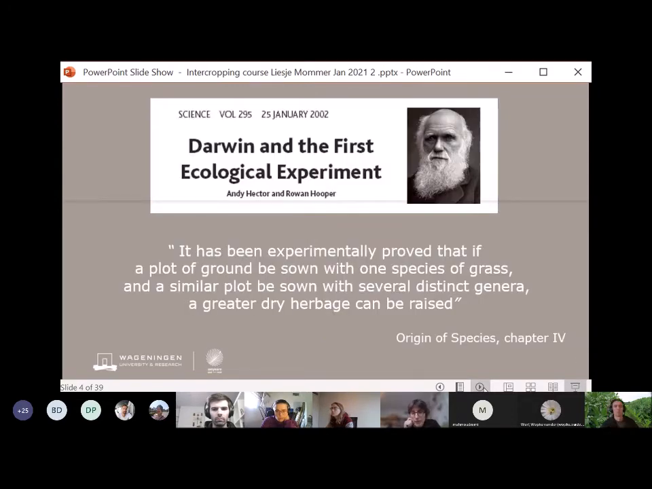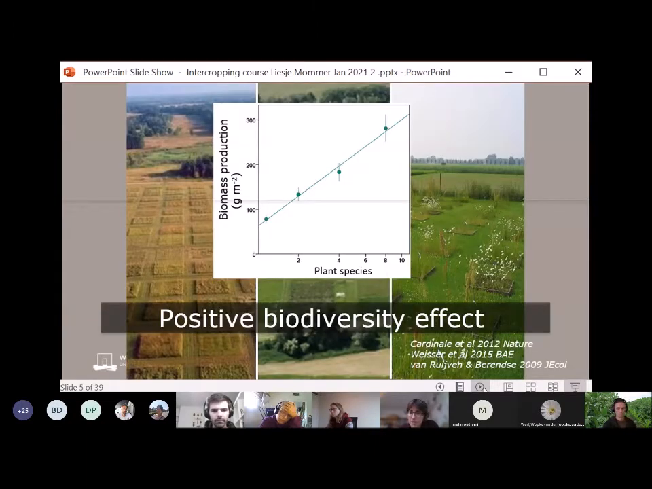Already in biology, Darwin already said it, that if you grow plant communities with more species, there is a higher productivity to be achieved. So he had already noticed the biodiversity effect, and it took biologists quite a time to experimentally prove this prediction. But over time, since the early 2000s, there have been many experiments investigating the relationship between plant species diversity and biomass production. And basically they often find the same, that with increasing diversity, the biomass production is increased.